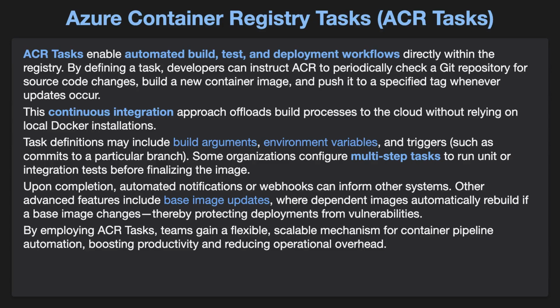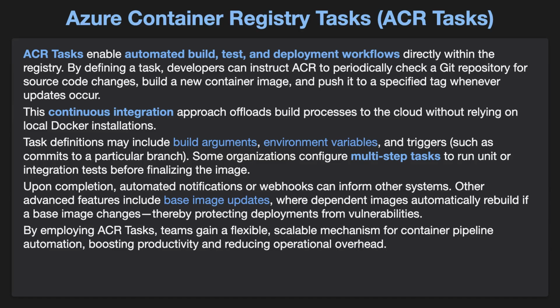Azure Container Registry tasks, ACR tasks, enable automated build, test, and deployment workflows directly within the registry. By defining a task, developers can instruct ACR to periodically check a Git repository for source code changes, build a new container image, and push it to a specified tag whenever updates occur. This continuous integration approach offloads build processes to the cloud without relying on local Docker installations.